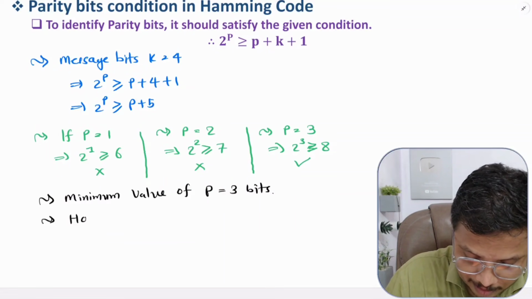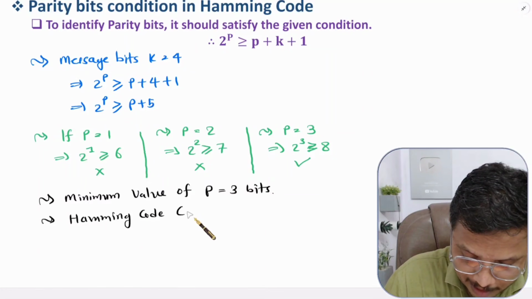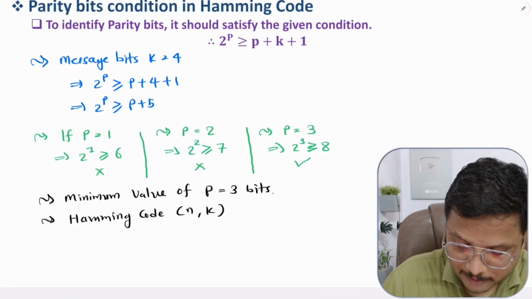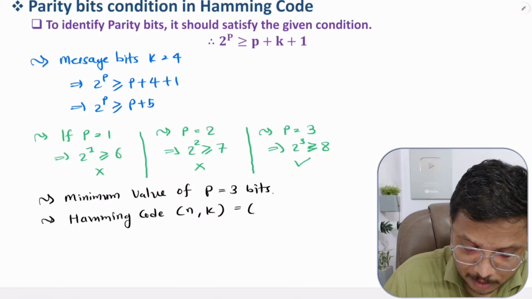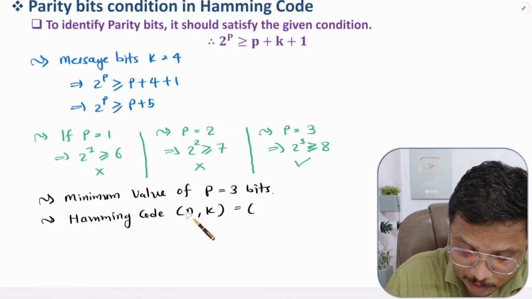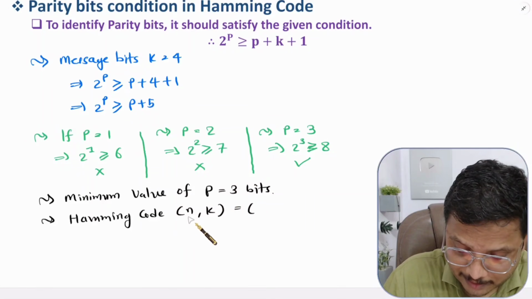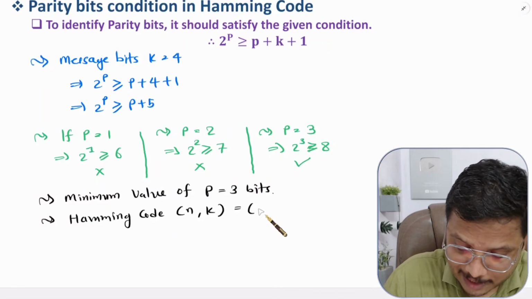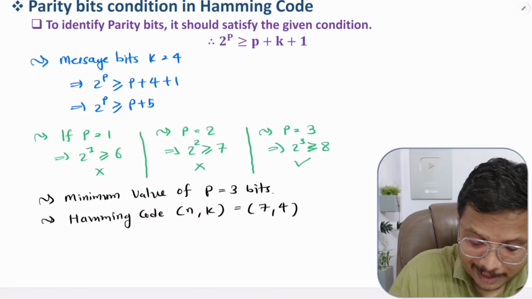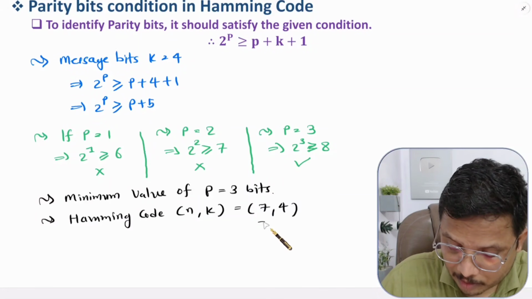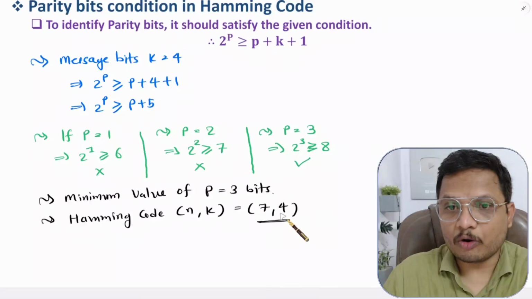What is a Hamming code? Hamming code is an (n, k) code. So here, if you observe, k is 4 and n is the total bits, that is k plus p. So you can say here n is 4 plus 3, that is 7, and k is 4. So particularly right now we are talking about the Hamming code with (7,4) code.